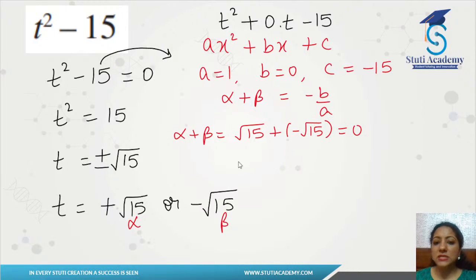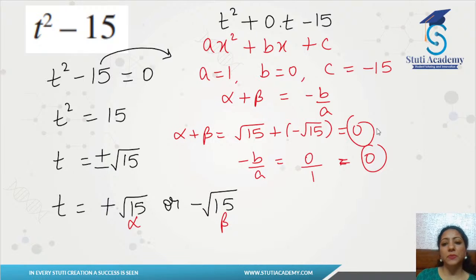Now if I take minus b by a, it is minus 0 upon 1. This we are going to get as 0 upon 1, that is 0. So in any case, we are getting 0. Alpha plus beta is equal to minus b by a, since both of them are coming out to be 0.